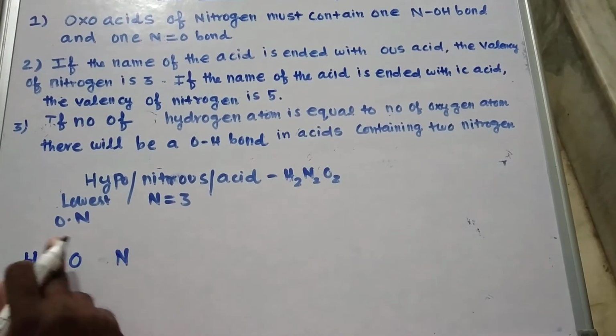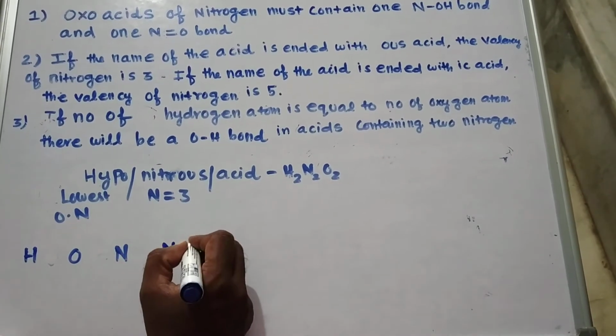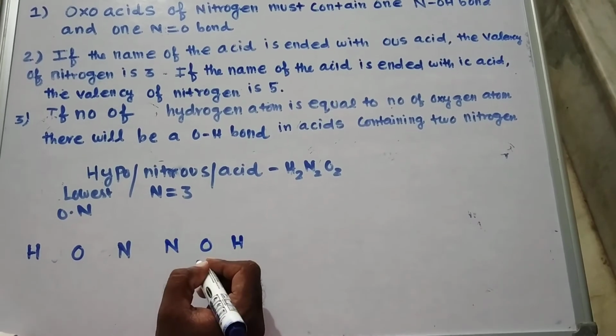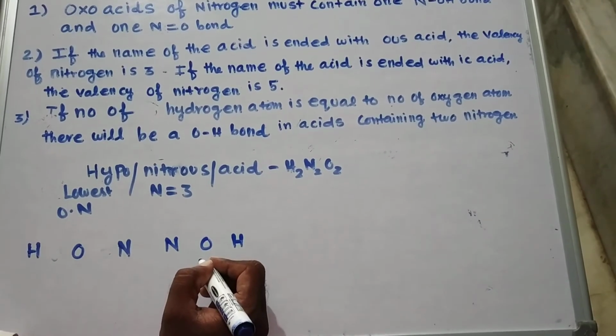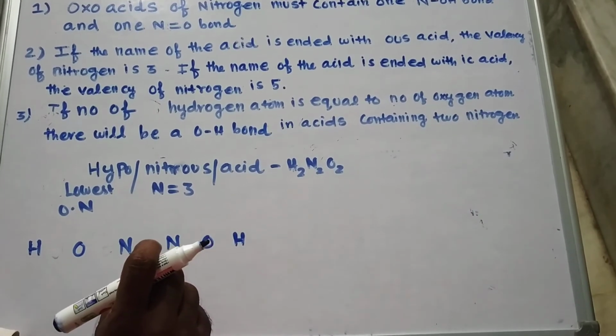Let me erase these bonds. Then similarly, there is a nitrogen. It also contains the OH bond. So the valence is equal to 3. Then H2N2O2, right? H2N2O2.